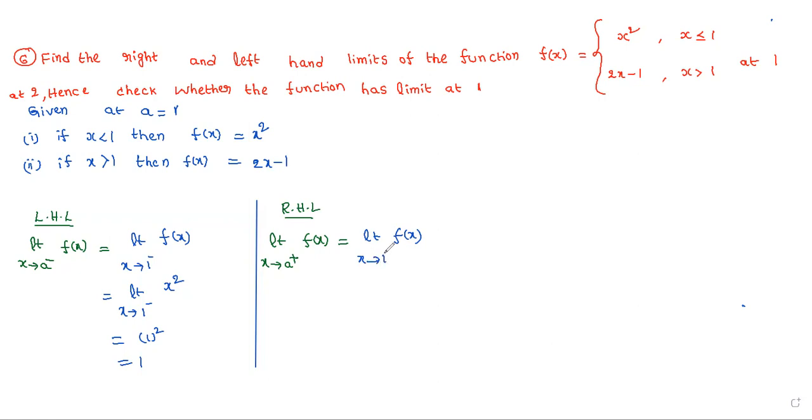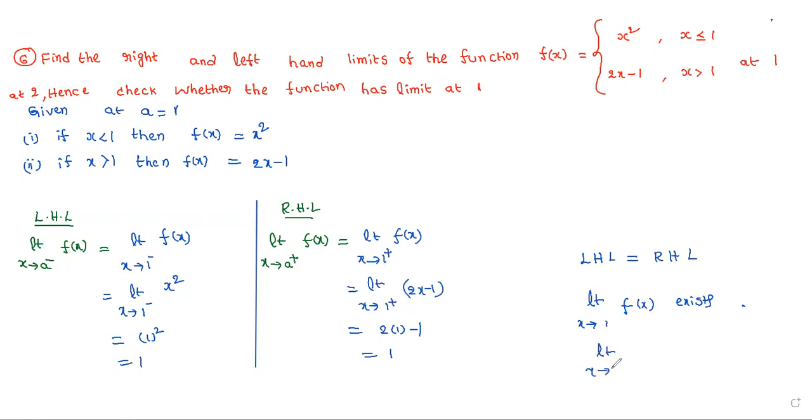The limit as x extends to 1 plus of f of x, the limit extends to more than 1 value, is 2x minus 1. Substituting the x value, 2 into 1 minus 1, 2 minus 1, 1. Both are the same. LHL is equal to RHL. The limit as x extends to 1 of f of x exists. And the limit as x extends to 1 of f of x value, how much? 1.